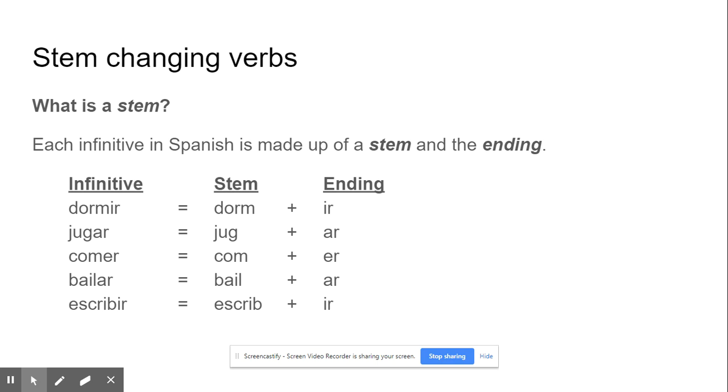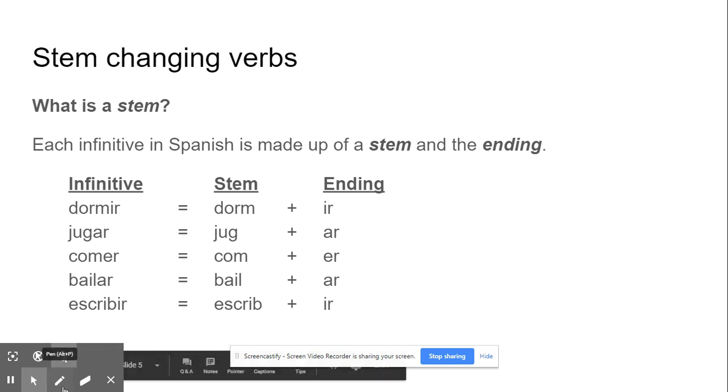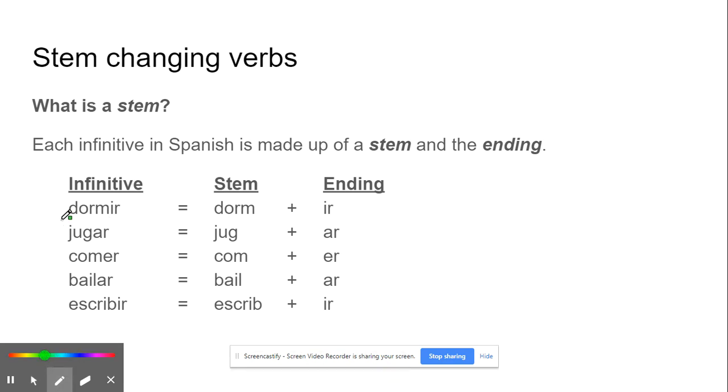What is a stem? So here is this word stem. It's a grammatical word in this case. Every single infinitive in Spanish is made up of a stem and an ending. So let's look at these 5 infinitives. So dormir is an infinitive. We know that dormir means to sleep. So here is the infinitive dormir that means to sleep.